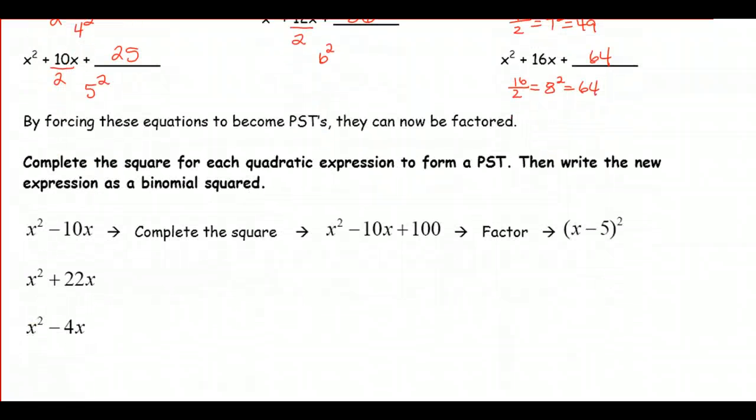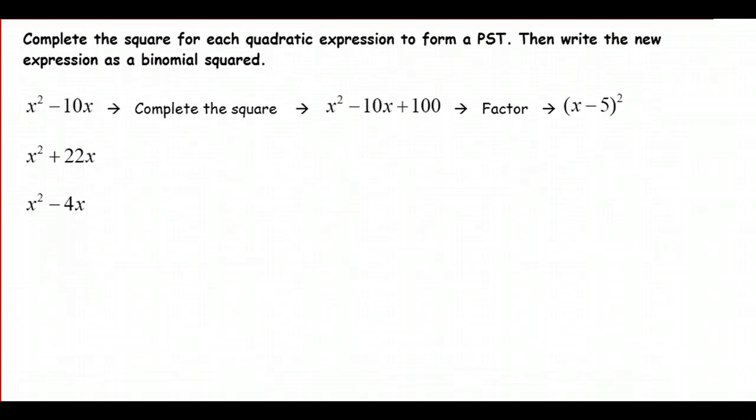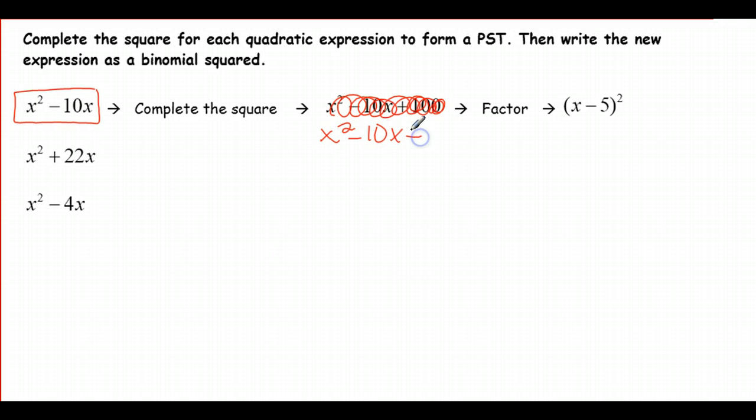Now we said that when we complete the square, we're forcing it to become a perfect square trinomial. And the reason that we're doing that is so that we can later factor it. So let's practice some of these examples. We're given a binomial, x squared minus 10x, and we want to complete the square. When we complete the square for the binomial x squared minus 10x, we get x squared minus 10x plus 25. So we've added on that third term to make it a trinomial.